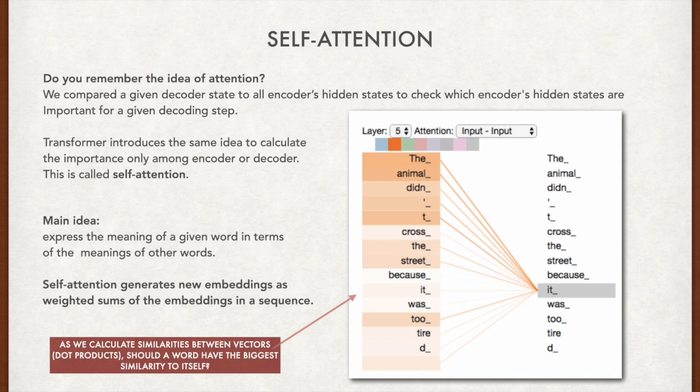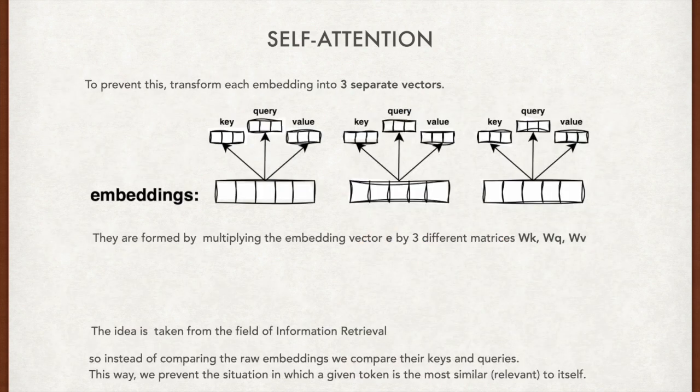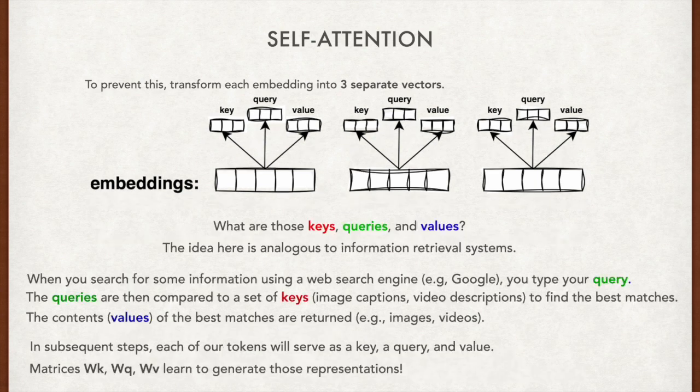Instead of comparing embeddings that are passed to our encoder, we transform those embeddings using three separate matrices, three separate transformations, to produce three different vectors for each embedding. These vectors are called key, query, and value. The matrices producing keys, queries, and values are frequently referred to as WK, WQ, and WV, and the parameters stored in them are optimized during the training of the transformer model.